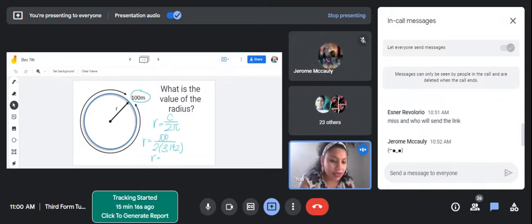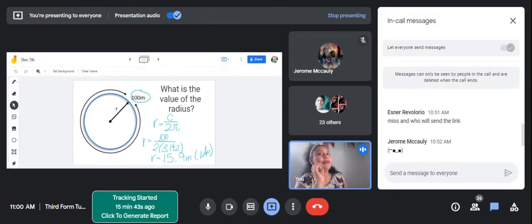100 divided by open brackets 2 times 3.142 close brackets. You should get 15.9 meters to one decimal place. You need to be careful, guys, when you're using your calculator.